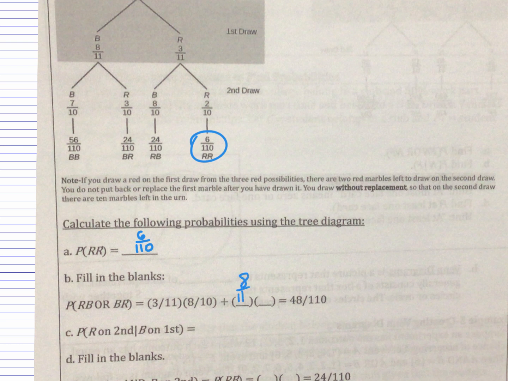And then red has a probability of 3 out of 10. So 8 out of 11 if you get brown first, and then red has a 3 out of 10. And that equals 48 out of 110 or 24/55.